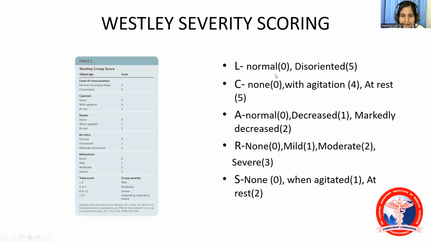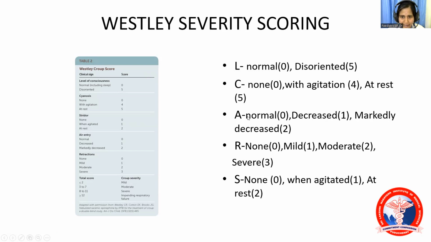If the child is having a normal level of consciousness, it is 0. Altered level of consciousness, like disoriented, it is 5. Next scoring is cyanosis. C for cyanosis. If there is no cyanosis, 0. If cyanosis with agitation, 4. If cyanosis at rest, 5.